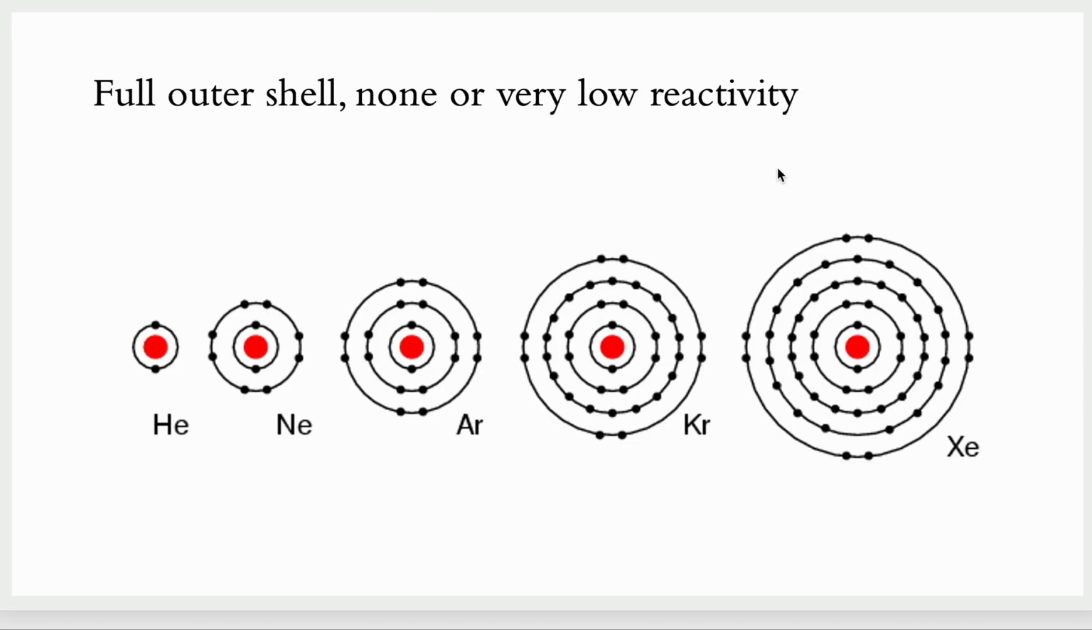So as we can see, all of them have a full outer shell. Helium is the only one with two electrons, because it has just one shell and it is full with two. But all of the others have 8 electrons in the outermost shell. Okay.